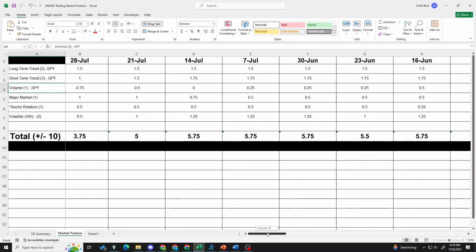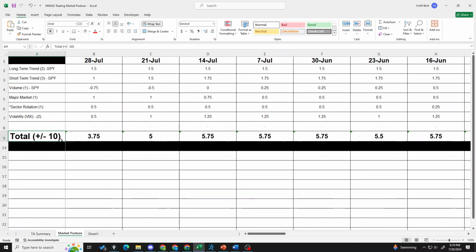You can see the total is a 10, but we really never get above or below 7s. That's kind of when you're really cooking. So, between 1.5 and minus 1.5, that's kind of your neutral. 1.5 to 3, minus 1.5 to minus 3, that's your slightly bullish, slightly bearish. Anything above 3, we're bullish. When we're 5, 6, 7, we're more strongly bullish.